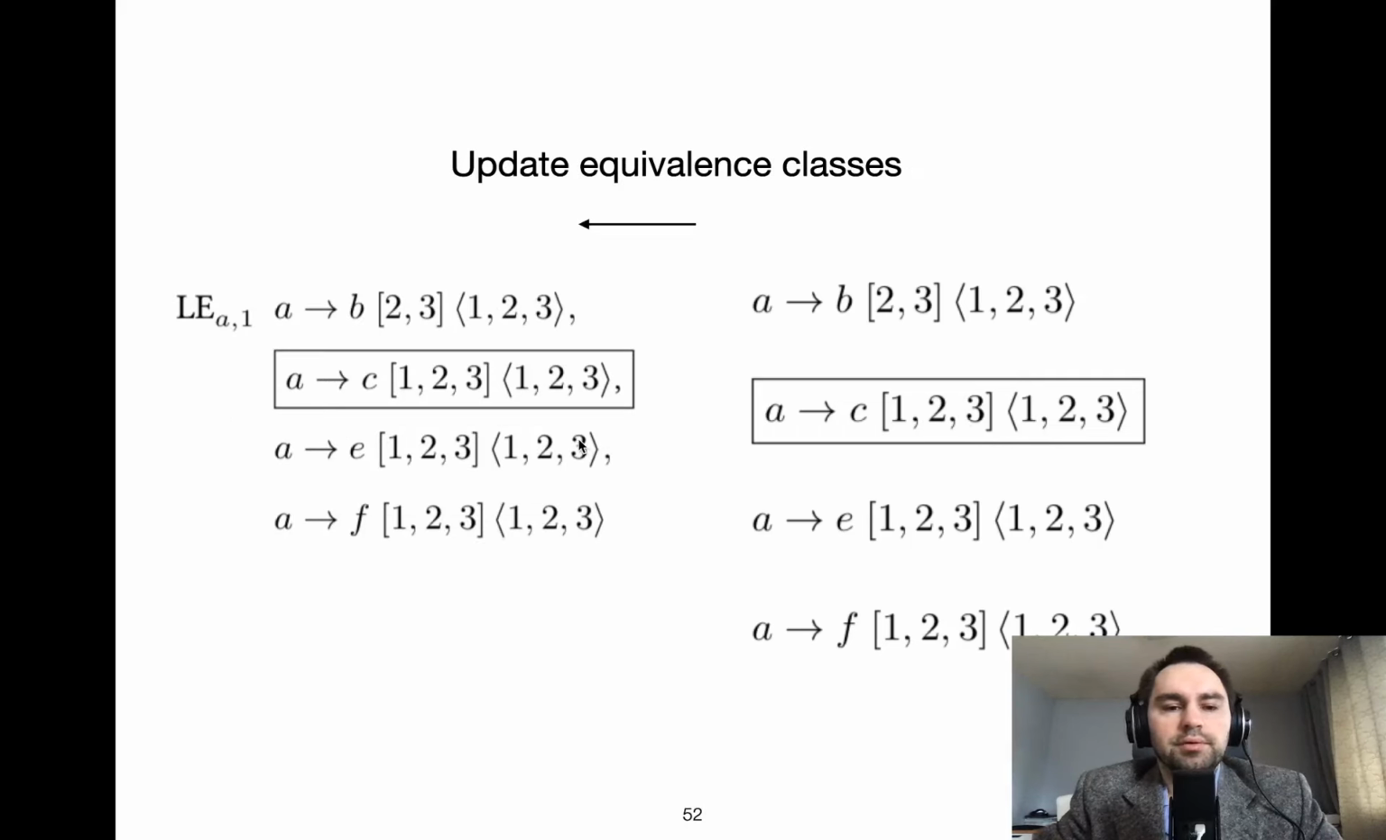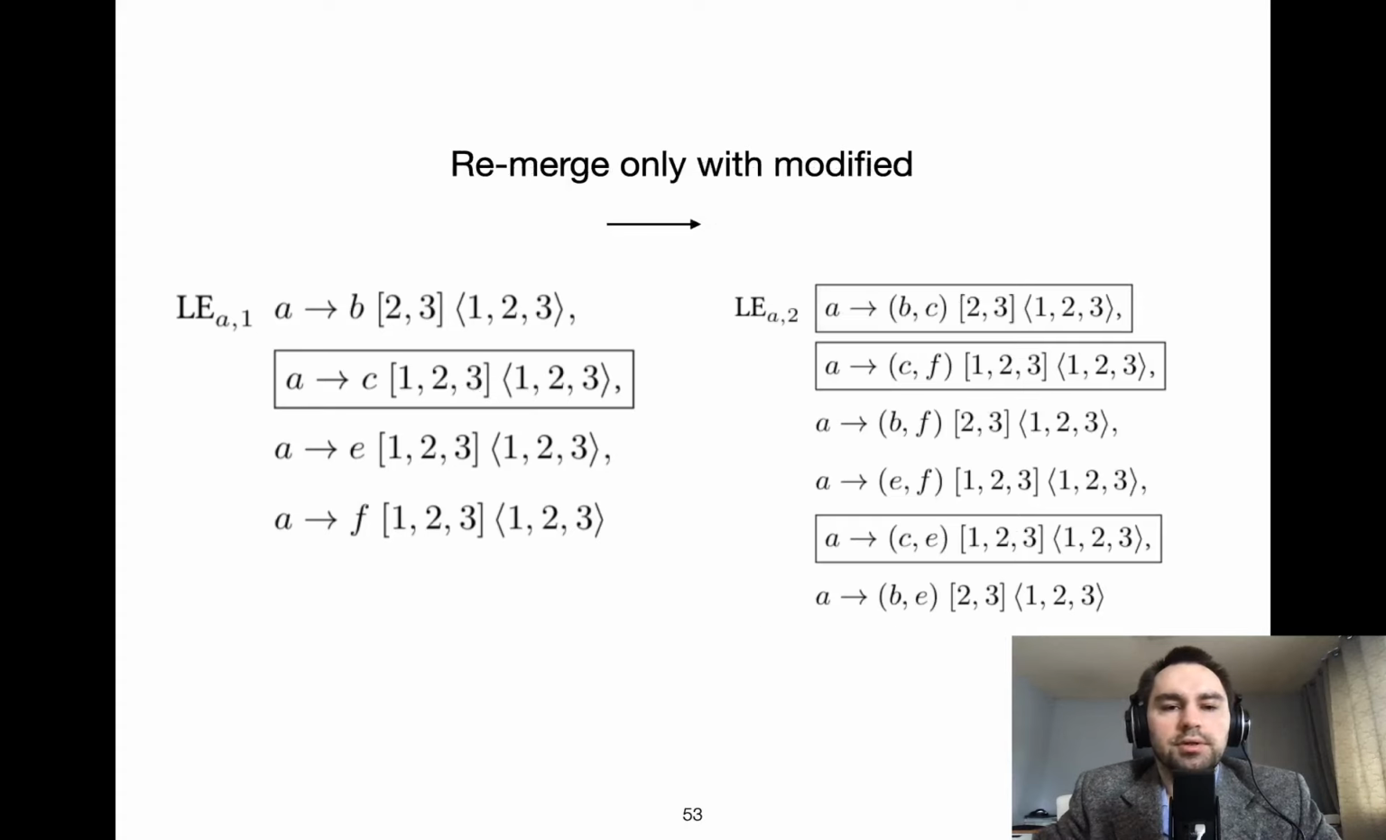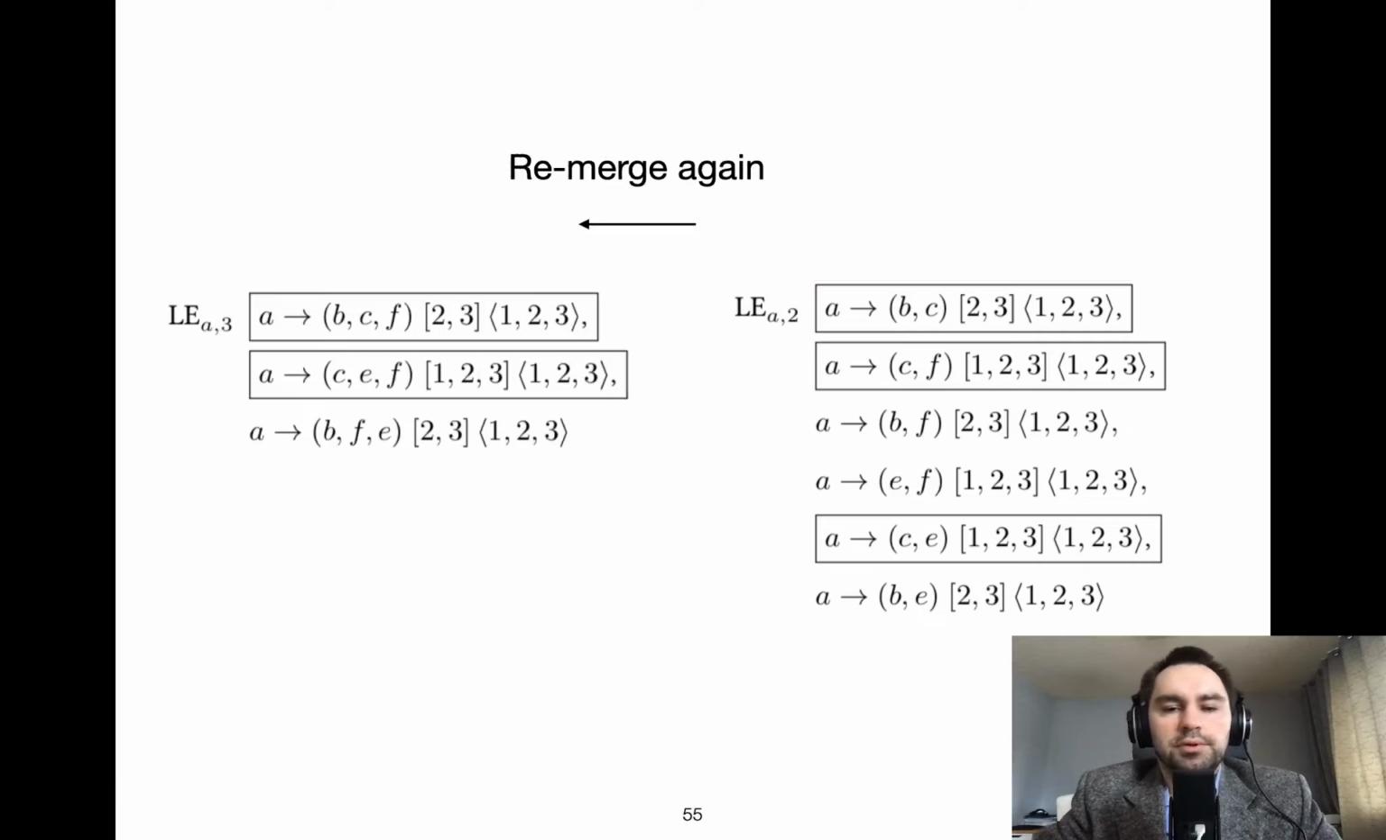We can update the equivalence classes. We can see that this rule in this equivalence class is updated with this index. Then we can remerge only with modified rules. So we'll remerge only with the rule AC. We can see that these rules are now updated in left equivalence class of size 2. And we can see that this rule has now become frequent. We no longer need to throw it out.